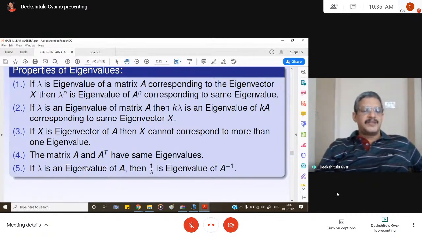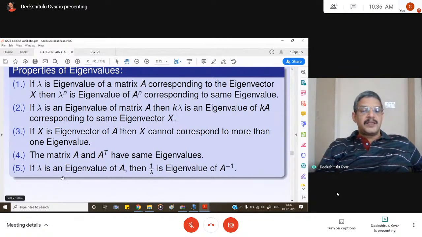Next property: if lambda is an eigenvalue of A, then 1 by lambda is an eigenvalue of A inverse. There is a very important consequence based on this. Let us say the question may be like this: lambda is an eigenvalue of A, then 1 by lambda is an eigenvalue of A inverse. If 0 is an eigenvalue of A, repeat it. If 0 is an eigenvalue of A, which of the following is true? A, determinant of A not equal to 0. B, determinant of A is 0. C, A is singular. D, A is non-singular.